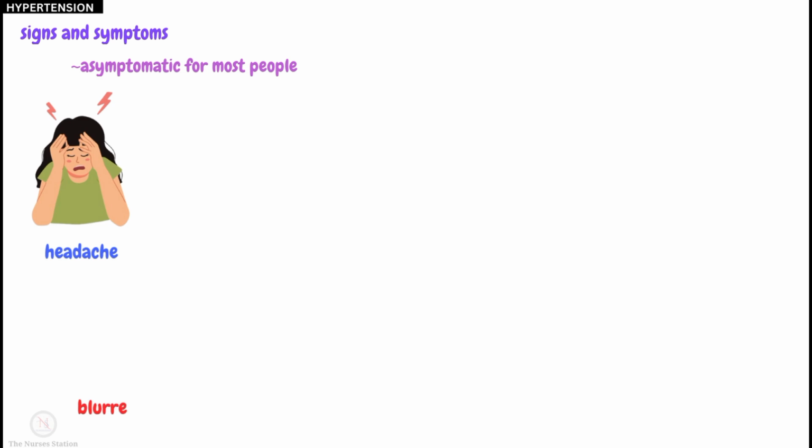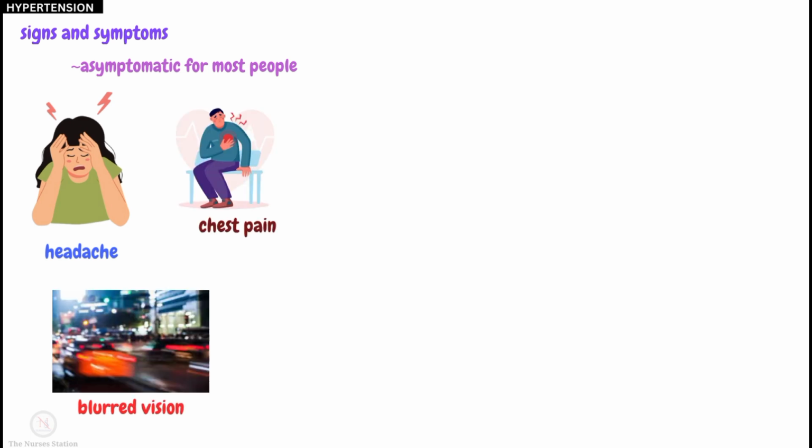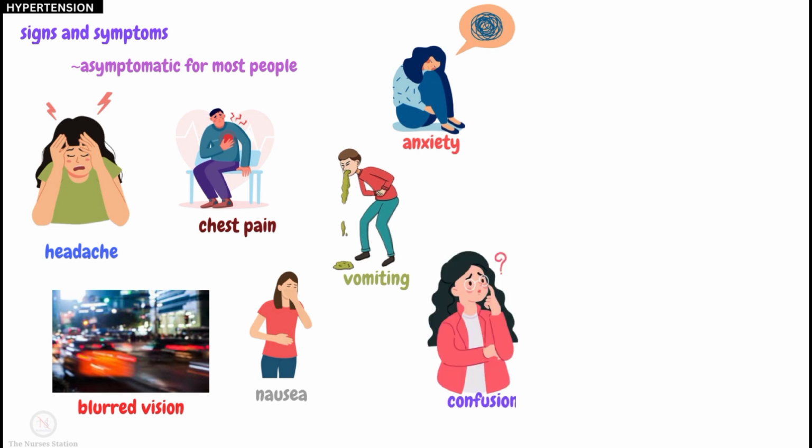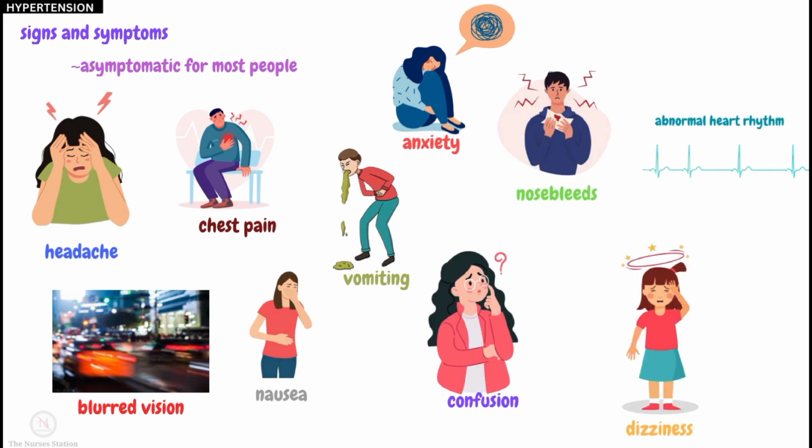Let's now discuss the signs and symptoms of hypertension. Most people with hypertension do not experience any symptoms. Very high blood pressure can cause headaches, blurred vision, chest pain, etc. Other symptoms include nausea, vomiting, anxiety, confusion, nosebleeds, dizziness, abnormal heart rhythm.